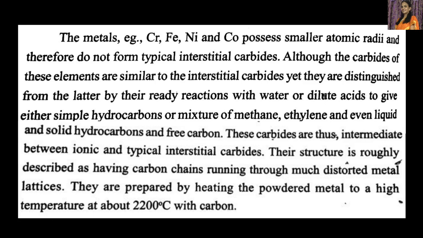These elements also produce carbides, but they are not comparable with interstitial carbides. Like methane and ethylene, they produce hydrocarbons on reaction with water or dilute acids, whereas other interstitial carbides do not. The carbides of these elements are thus intermediate between ionic and typical interstitial carbides.